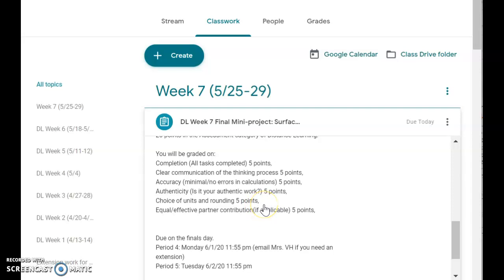When you do some research or when you're measuring some things yourself, you have to decide what would be the best choice of units given this particular item. Is it going to be meters? Is it going to be centimeters? Is it going to be kilometers?